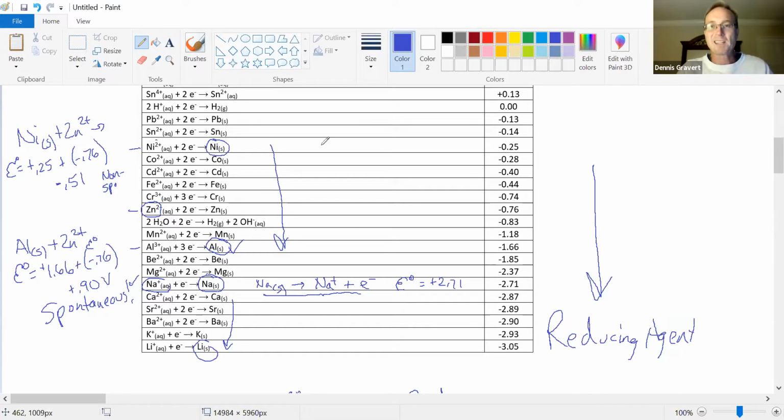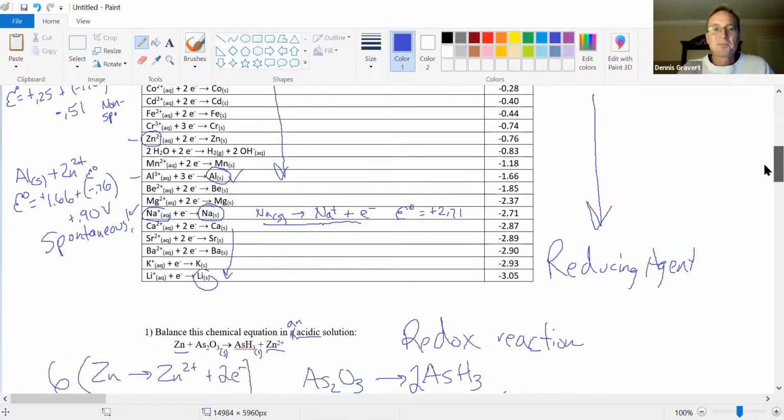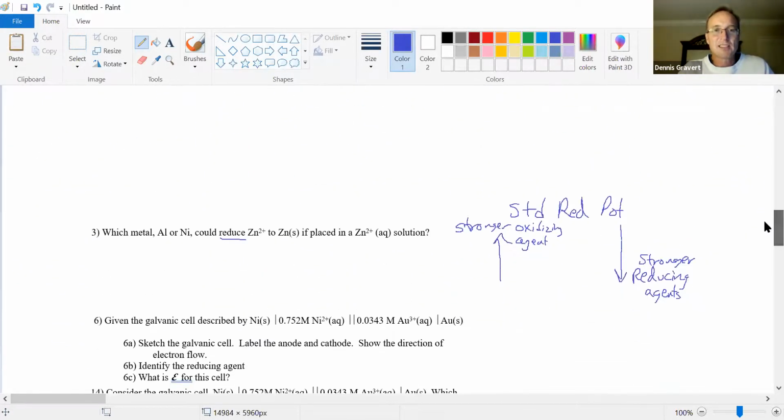Cool. Nice. Let's check and see if I answered the question. Which metal, aluminum or nickel? So we discovered aluminum is a stronger reducing agent.